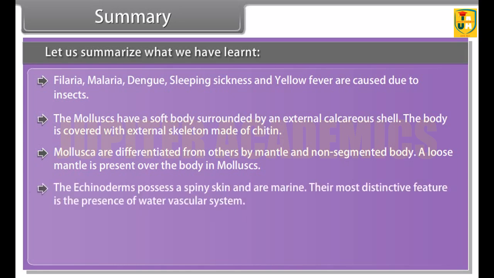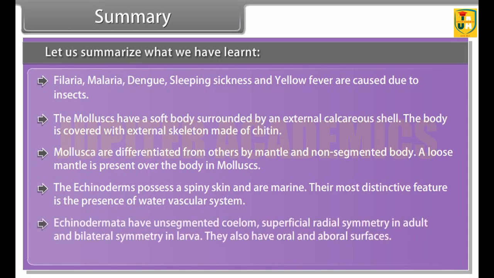The echinoderms possess a spiny skin and are marine. Their most distinctive feature is the presence of water vascular system. Echinodermata have an unsegmented coelom, superficial radial symmetry in adults and bilateral symmetry in larvae. They also have oral and aboral surfaces.